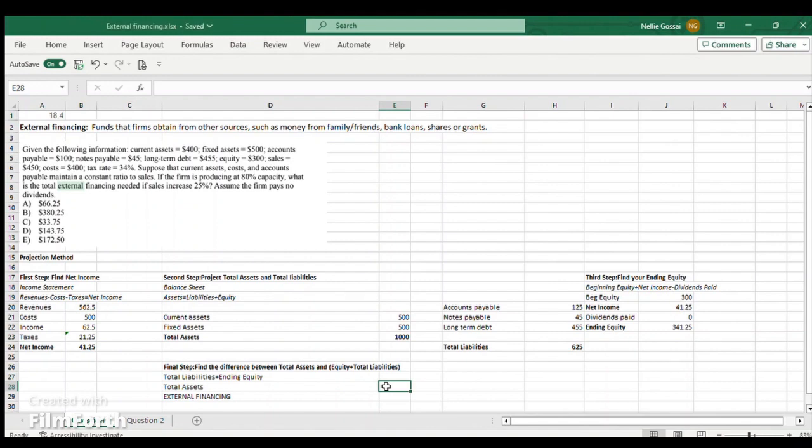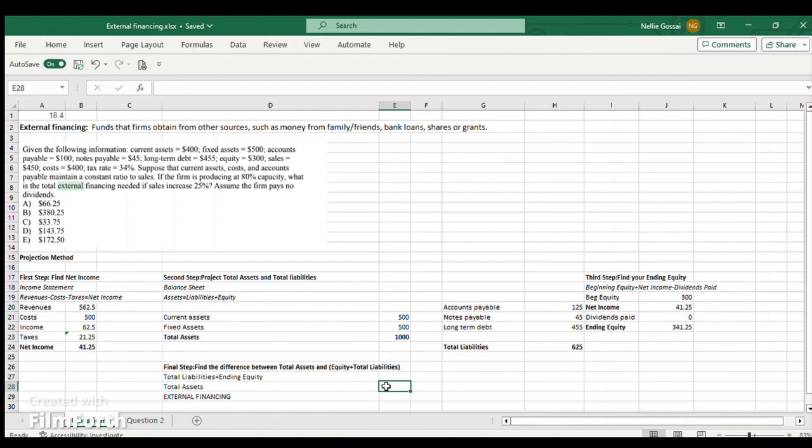In order to find our external financing needs, our last step will be subtracting our total assets and our total liabilities plus our ending equity. The reason why we do this is, if you'll notice, our total liabilities is basically the debt of the company, which is money you borrowed, such as bank loans. And our ending equity is similar to issuing shares to investors to gain more money. So this is the money we have, our total liabilities and our ending equity.